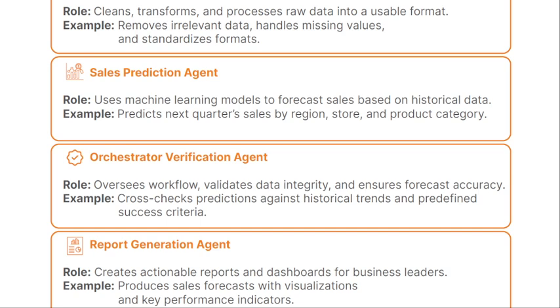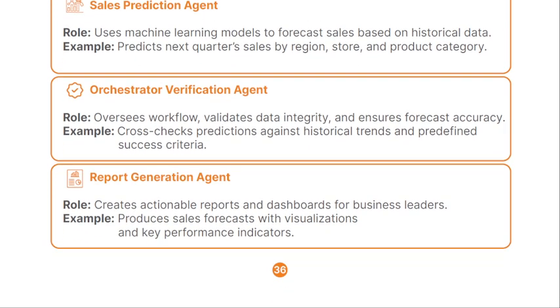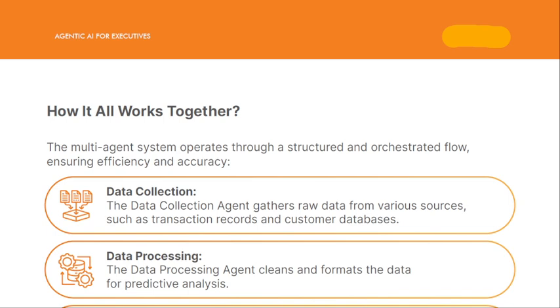Orchestrator verification agent. What is the role? It oversees the workflow, validates data integrity, and ensures forecast accuracy. For example, it cross-checks predictions against historical trends and predefined success criteria. The last one is the report generation agent. What is the role of that particular agent? It creates actionable reports and dashboards for business leaders. For example, it produces sales forecasts with visualization and key performance indicators.